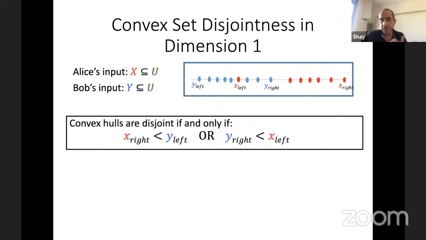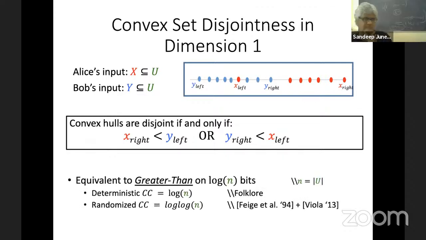Okay, so we see that in this case, the convex set disjointness problem amounts to computing a greater-than relation, or two greater-than relations. And this problem has been well studied in the literature: Alice and Bob each get a number, and they need to decide whether one is greater than the other. It is known that the deterministic complexity is log n, and the upper bound is trivial. Alice can just transmit to Bob the two endpoints, namely x_left and x_right, and then Bob can compute if one of them lies in his interval.